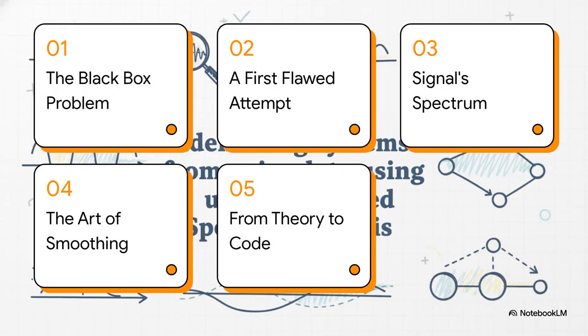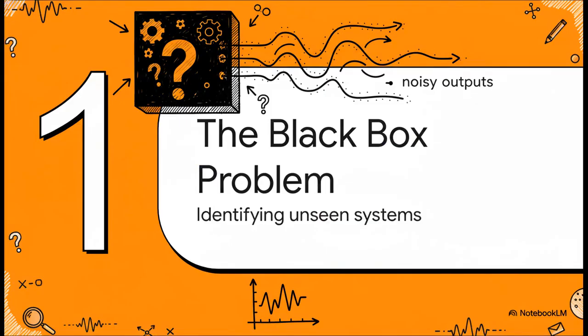Okay, so here's how we're going to break this down. First, we'll get a handle on what's called the black box problem. Then we'll look at a really common first attempt to solve it and see why it totally falls flat. After that, we'll unpack the elegant solution that is smooth spectral analysis. And the best part, we'll see how all this cool theory boils down to just a few simple lines of code. All right, let's start with the big picture.